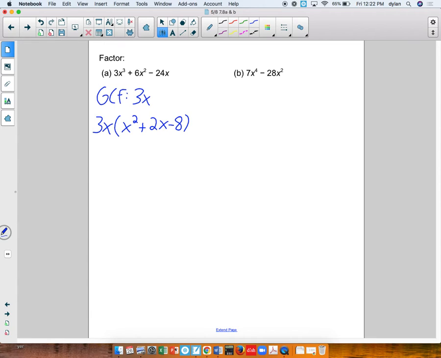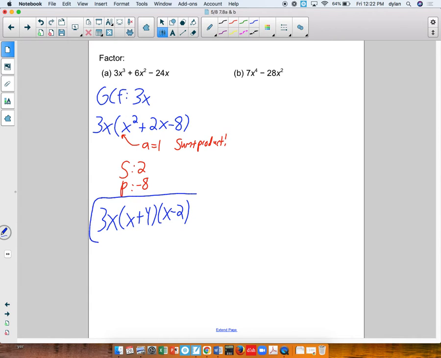At this point, the cool thing is that x squared has an a value of 1. So for this one, we can just use the sum and product technique for factoring, which is pretty exciting because it's easier than box and diamond or the split method. So our sum would be 2, and our product would be negative 8. We need two numbers that multiply to negative 8 and add to 2, which is 4 and negative 2. So if we factor, we would have 3x times x plus 4 times x minus 2.